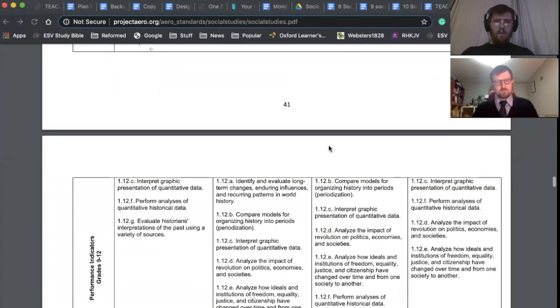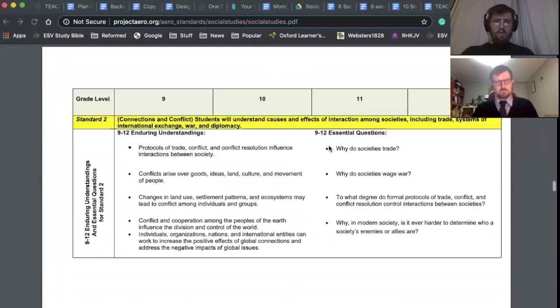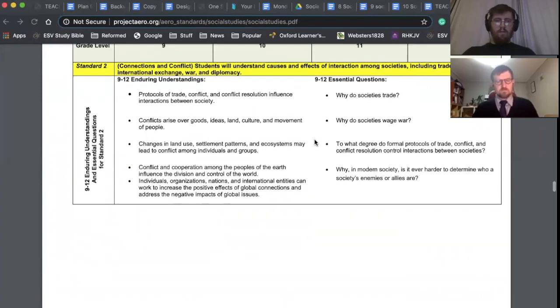Another example, this standard focuses on cause and effect interactions. So some of the essential questions are about why do societies trade, why do societies wage war. I think that would go well with really any of the units that we teach at our school. Right. In history, there's always trade, conflict, diplomacy, things like that.